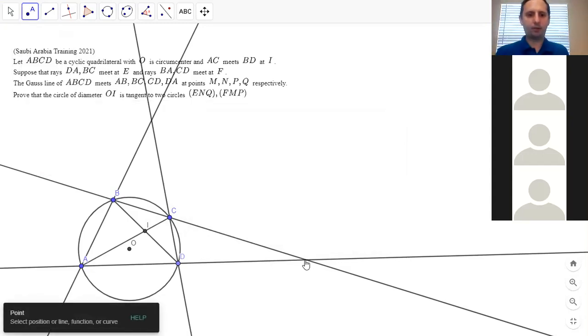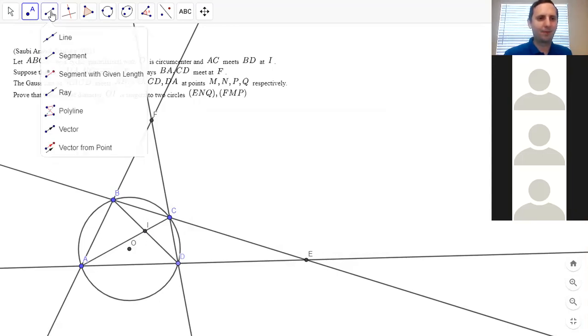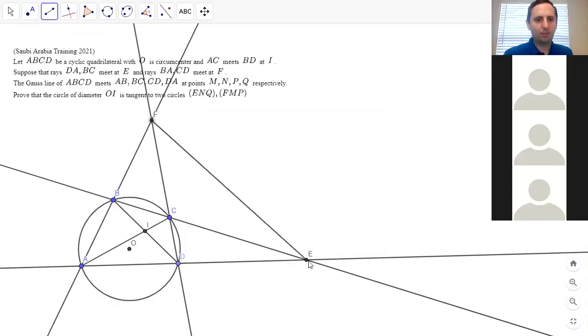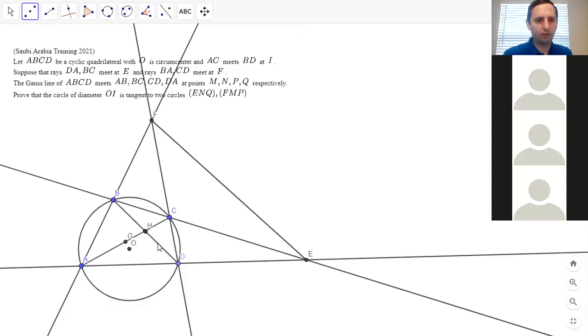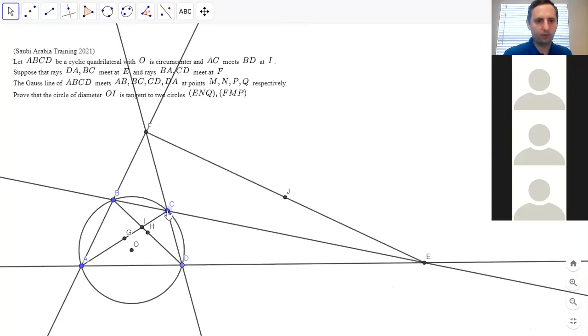Let me make sure E and F aren't switched, because the original problem I think had a typo. And then we draw the Gauss line of ABCD. There was another problem where I didn't use exactly the Gauss line, but we did something similar. I think H and I are too close. That looks a little better.